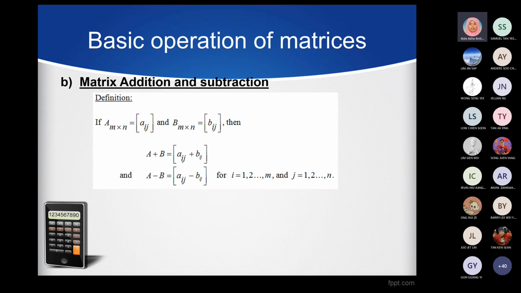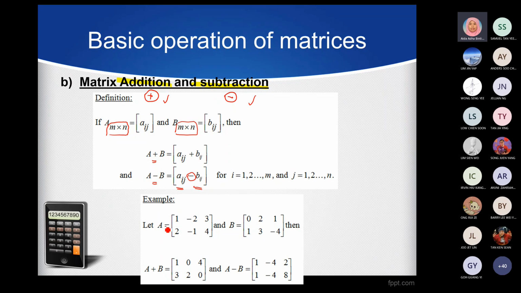Next is matrix addition and subtraction. Same thing for the addition and the subtraction, we have to make sure the dimension must be the same. We have two matrices A and B. Before we do the operation for the addition and subtraction, we must make sure the dimension is the same. So you can see this is the addition, just add element by element. This is the subtraction, just do the subtraction element by element.